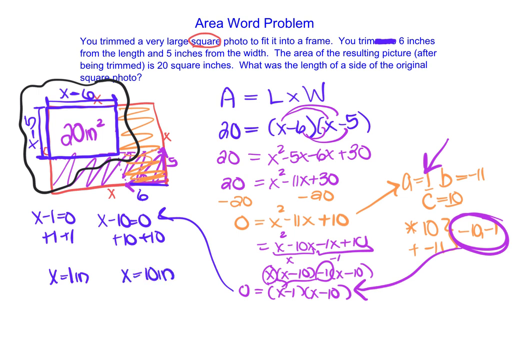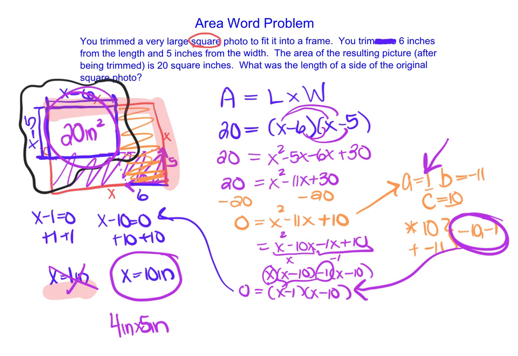And now remember, because this was talking about a side length, it's talking about this side and this side of a picture, we can't take 1 inch and trim 6 inches off of it, or trim 5 inches off of it. As a result, this answer right here doesn't make sense. So what we can say is that this picture originally started off as 10 inches by 10 inches. Then we trimmed 6 inches off on one side and 5 inches off on another. And it eventually became a 4-inch by 5-inch picture that results in that area of 20 inches squared.